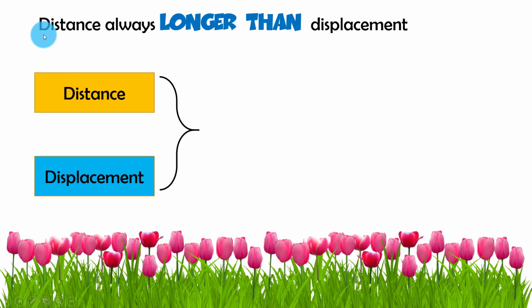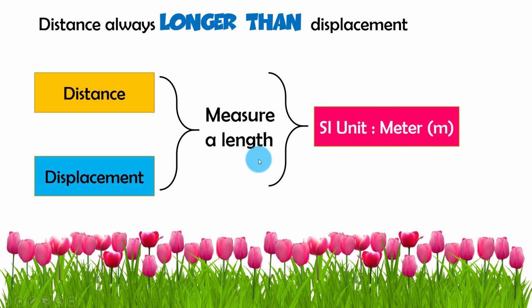Okay, let's look at distance and displacement. Distance is always longer than displacement because, as I told you just now, displacement is a shortcut. So from here, these two measure a length. I do not care whether it is distance or displacement, they are both used to measure length. After that, the SI unit for distance or displacement is the meter. So the symbol is m.